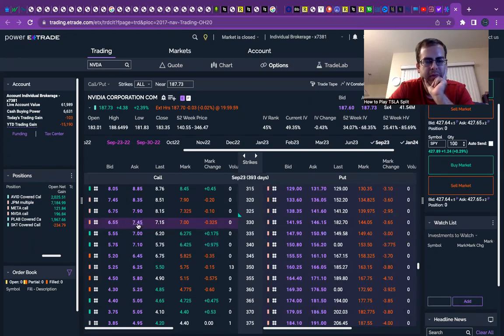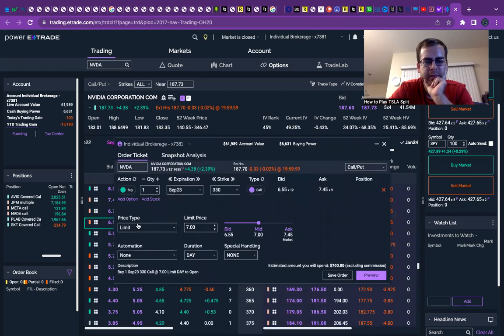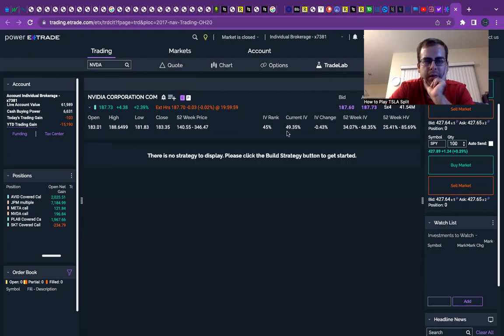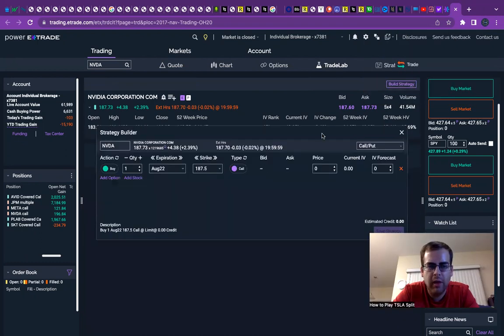Let's see here. So if you click on the ask, and I don't want to do that. I want to do Trade Lab here. Let me move this down here. Oh, build strategy. This is the tool I like here. I could have just done this instead of fooling around with that. Build strategy. Let's pick 350. Price is going to be, of course, it defaults to the ask price.